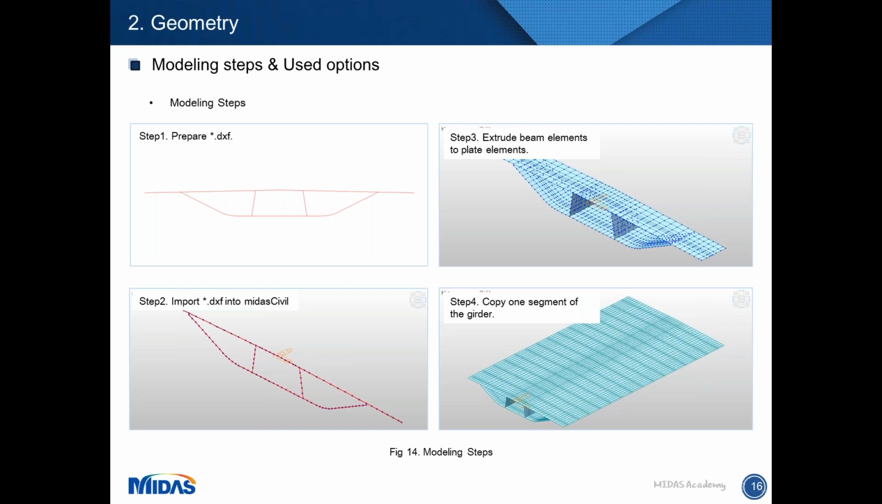In the first step, I prepared a drawing file for the Girder section following the plan. So this is the drawing file. In the second step, I imported the drawing file into MIDAS civil. In the third step, I created plate elements for one segment of the Girder using the extrude function. So I extrude this plane element to create a plate element. Lastly, I copied one segment several times to get the whole Girder shape.